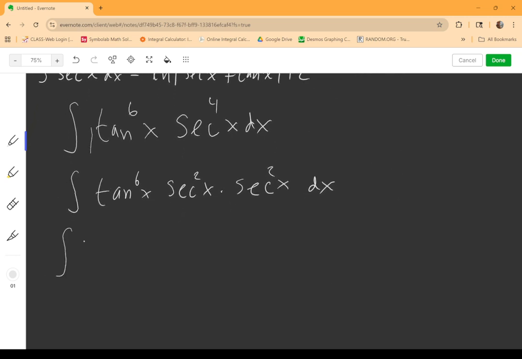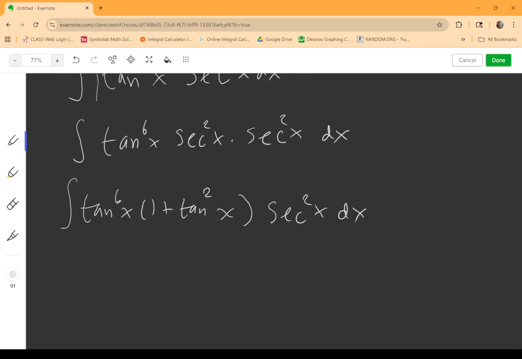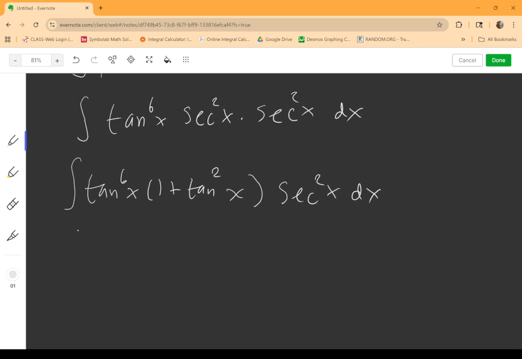So going even further here, we have tangent to the 6th of x times 1 plus tangent squared of x. Again, I'll keep that secant squared x here. I'm going to use that for my substitution in a minute. And then I'll distribute the tangent to the 6th power: tangent to the 6th power x plus tangent to the 8th power of x times secant squared x dx. Now I'm ready to do a substitution.